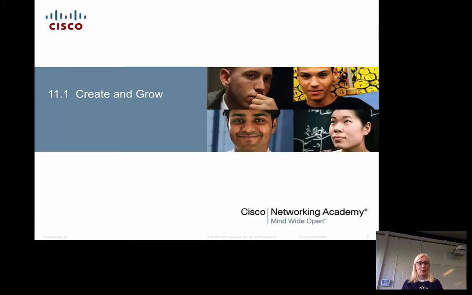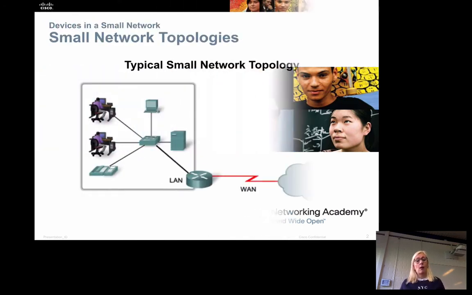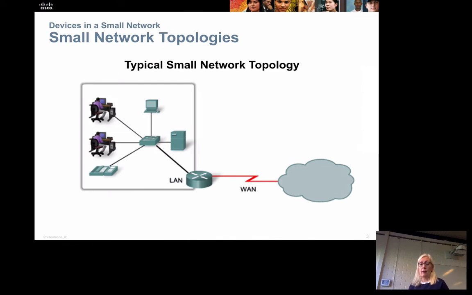Hi, this is a presentation of CCNA1, Chapter 11, Part 1, about how to create and grow a network. If we look at the typical small network topology, we typically have a LAN of some size, and then we have a WAN connection where we connect to the rest of the world.